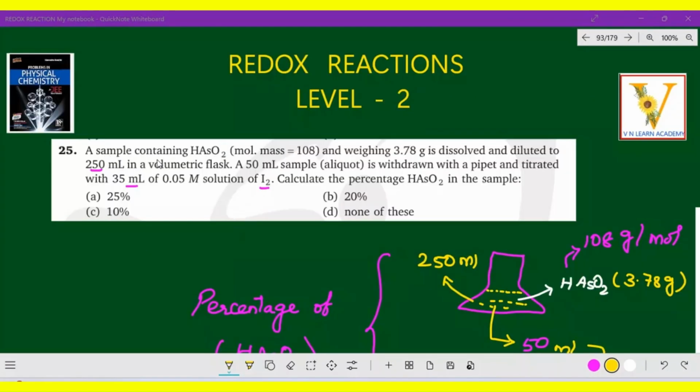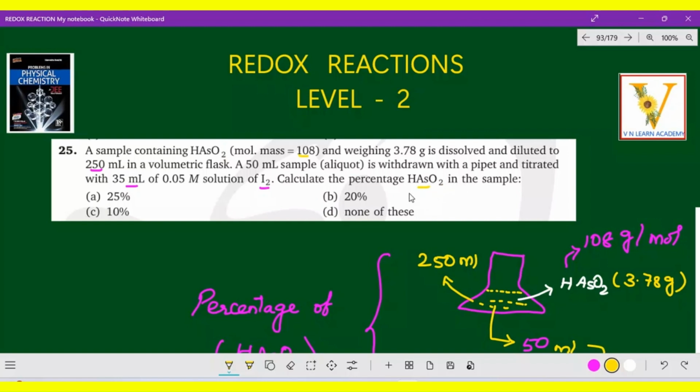The next question, a sample containing HAsO2, arsenous acid, molar mass 108 gram per mole and weighing 3.78 gram is dissolved and diluted to 250 mL in a volumetric flask. In that, 50 mL of sample liquid is withdrawn with a pipette and titrated with 35 mL of 0.05 M solution of iodine. Calculate the percentage of arsenous acid in the sample.